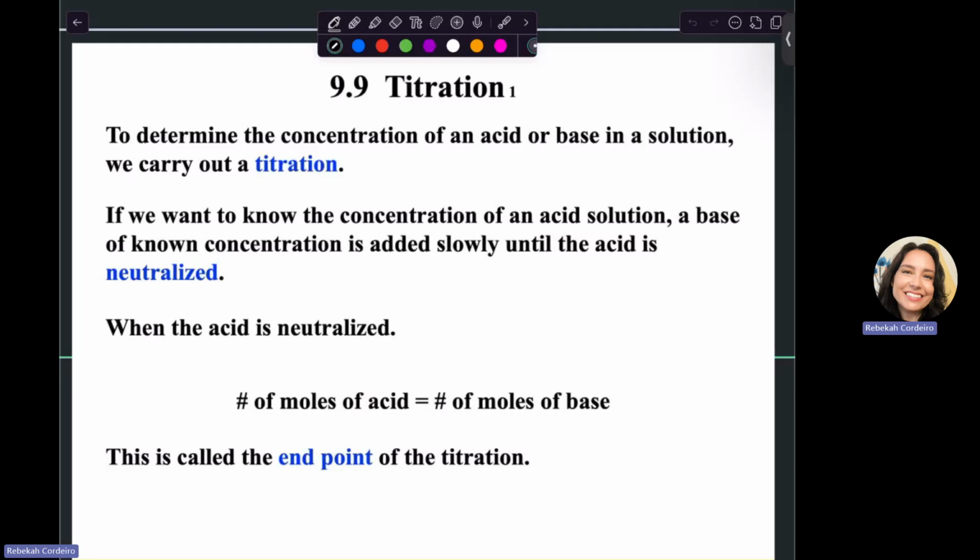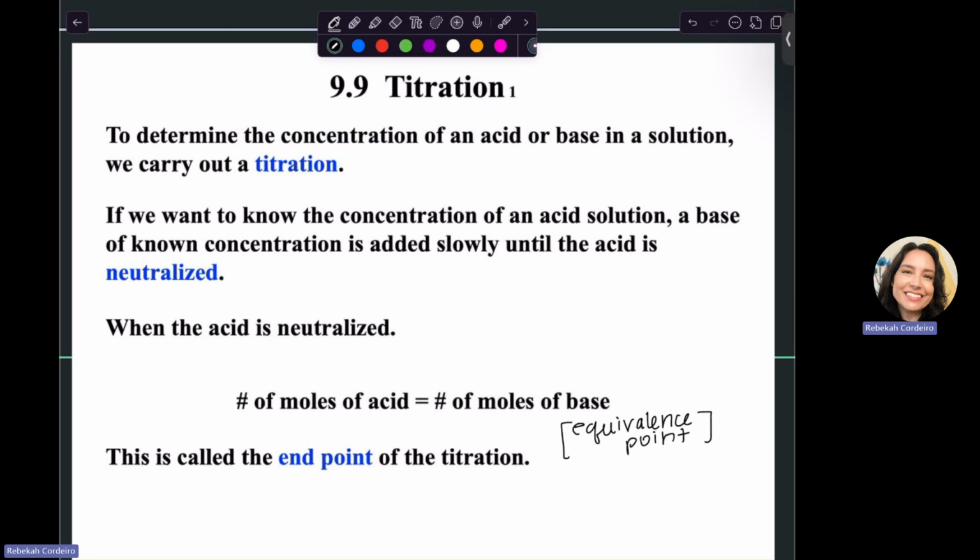We react an acid with a base slowly until it's neutralized. When it's neutralized, the moles of the acid and the moles of the base are the same. We call this the end point of the titration. You may also see it written as the equivalence point. Equivalence being the moles of acid and moles of base are equivalent.